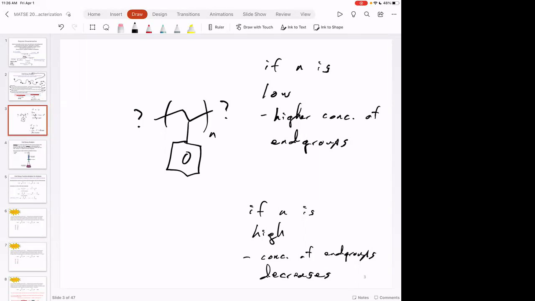If you compare combination versus disproportionation, right? In one case, combination, you're going to have an initiator fragment on each end of the chain. And in the other case, disproportionation, you're only going to have an initiator fragment on one end of the chain. And so you really need to know how termination is done, whether it's by combination or disproportionation, because you really need to know what the end groups are like compared to the molecules.